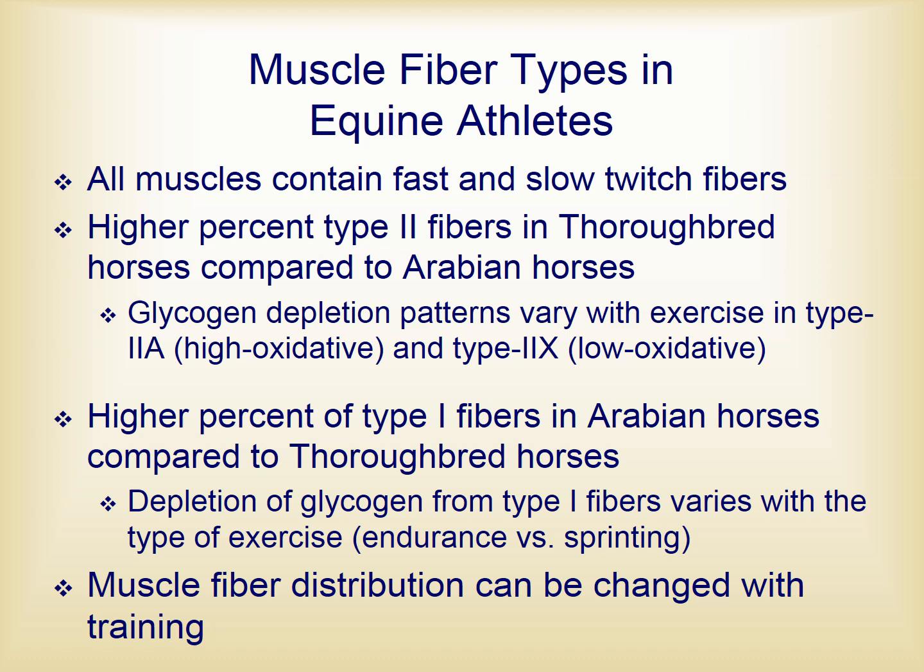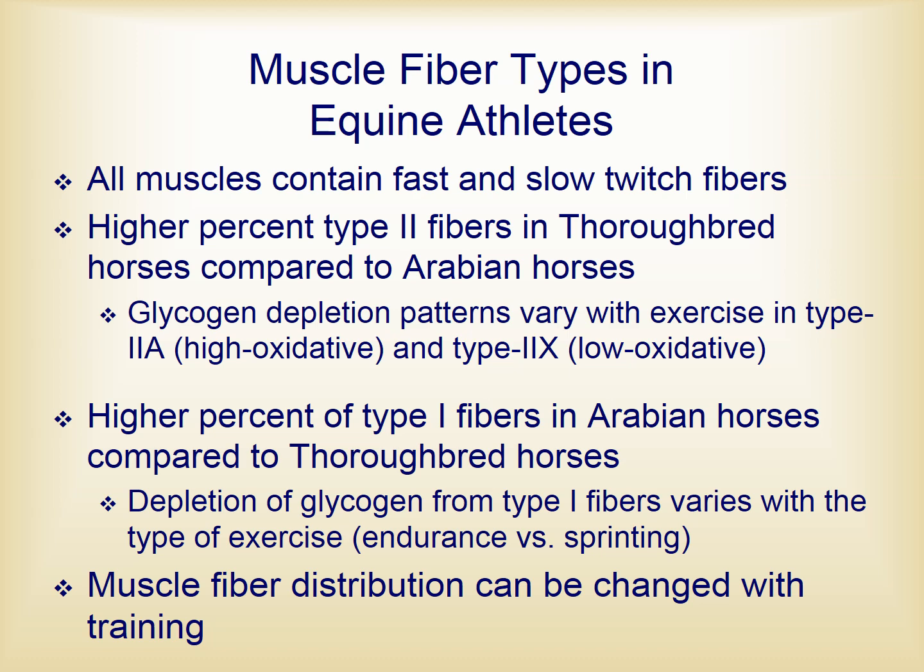That might make sense. A little bit of additional research has shown that glycogen depletion patterns vary with exercise in different types of type 2 fibers. There's a type 2A, which is a high oxidative, versus a type 2X, which is a low oxidative type of fiber. We won't go into that detail in this lecture, but if anyone is interested, there has been additional research that has been done within muscle fiber types.